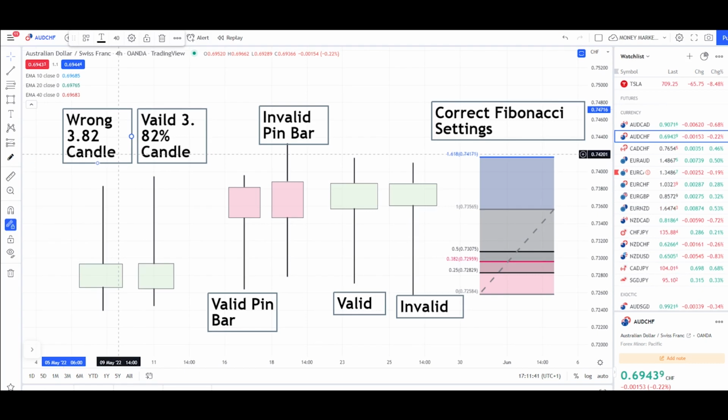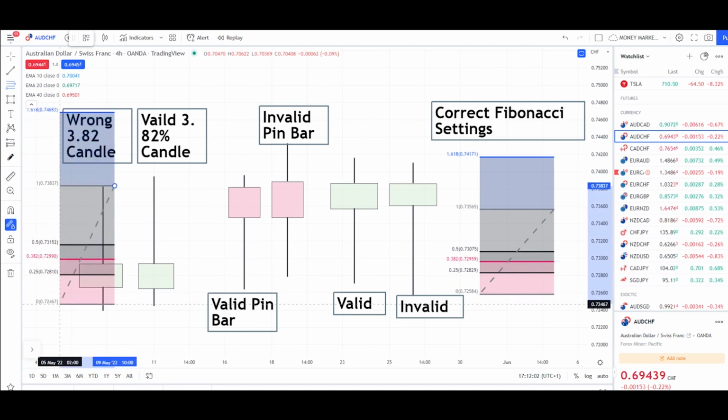So how to check if it is a valid 382 candle or not? For that, you grab your Fibonacci tool. Right on the side you see these 4 lines here. Click on here, click on Fibonacci tool. So right here, once you have your Fibonacci tool clicked, for the bearish 382 candle, you pull up your Fibonacci tool from the top of the wick till the bottom of the wick, like this.